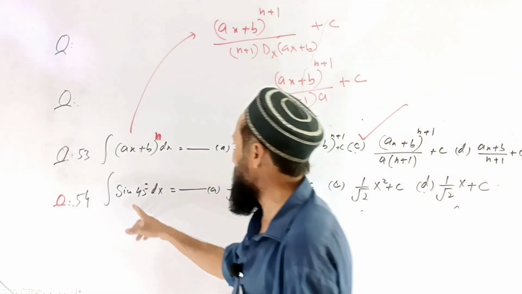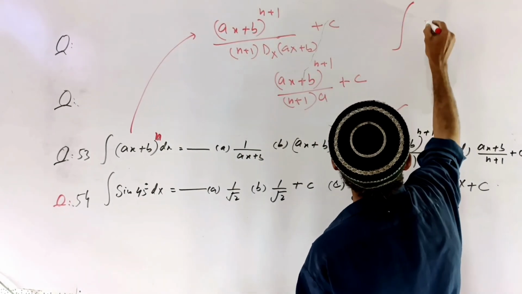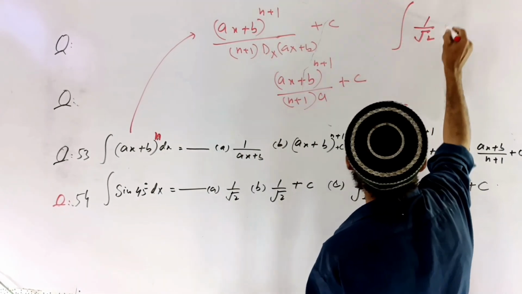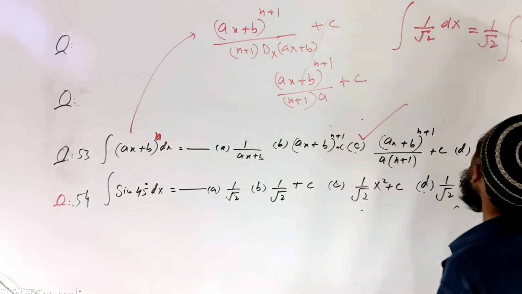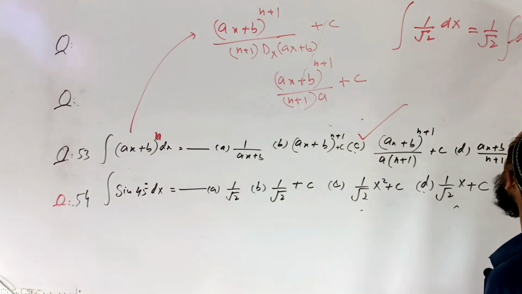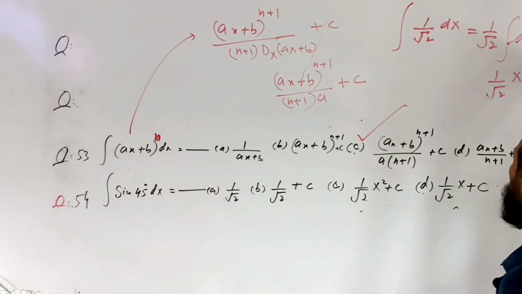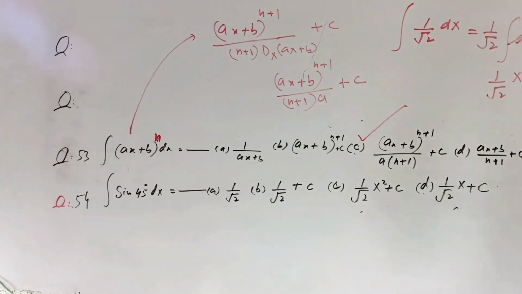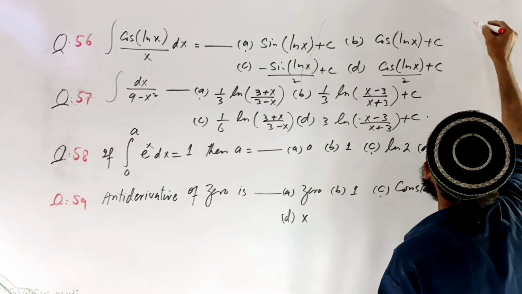Similarly, integration of sine 45, as we know that integration of sine 45 is 1 by 2 under root. We can write dx, 1 by 2 under root is the constant value. So dx both are cancelled. This will be plus 1 by 2x plus c. Now check the option. Option D is the correct option here.